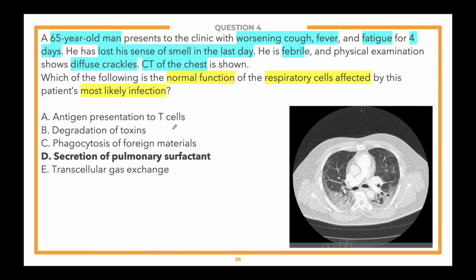The other answer choices have less to do with pneumocytes. Answer choice C and answer choice A have to do with macrophages, the alveolar macrophages. And lastly, answer choice B has to do with club cells. So they are less involved in the pathogenesis of this infection.